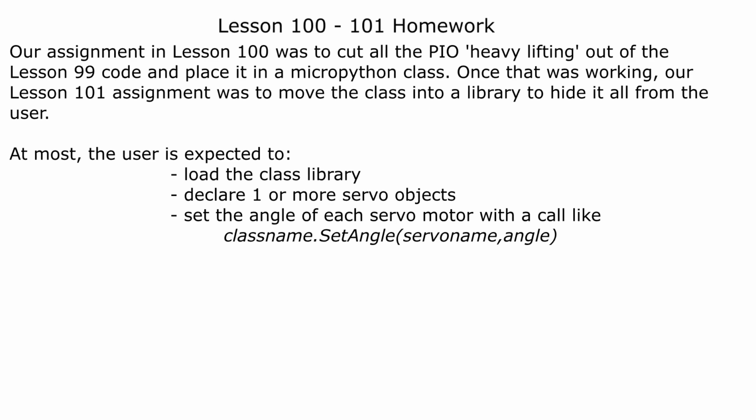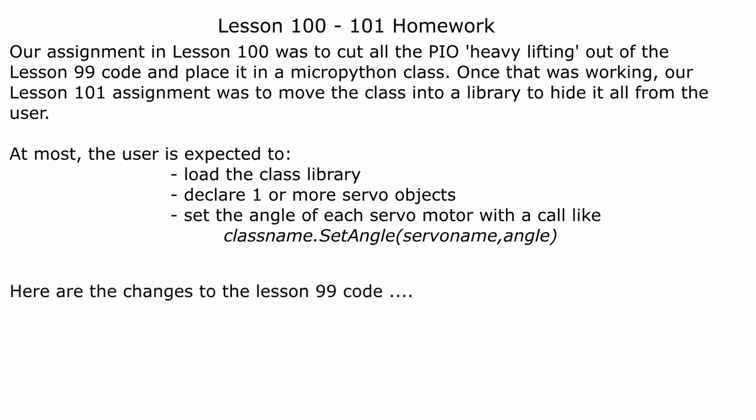Our assignment in Lesson 100 was to cut all the PIO heavy lifting out of the Lesson 99 code and place it in a MicroPython class. Once that was working, our Lesson 101 assignment was to move the class into a library to hide it all from the user. At most, the user is expected to load the class library, declare one or more servo objects, and set the angle of each servo motor with a call like className.setAngle(servo name, some angle).